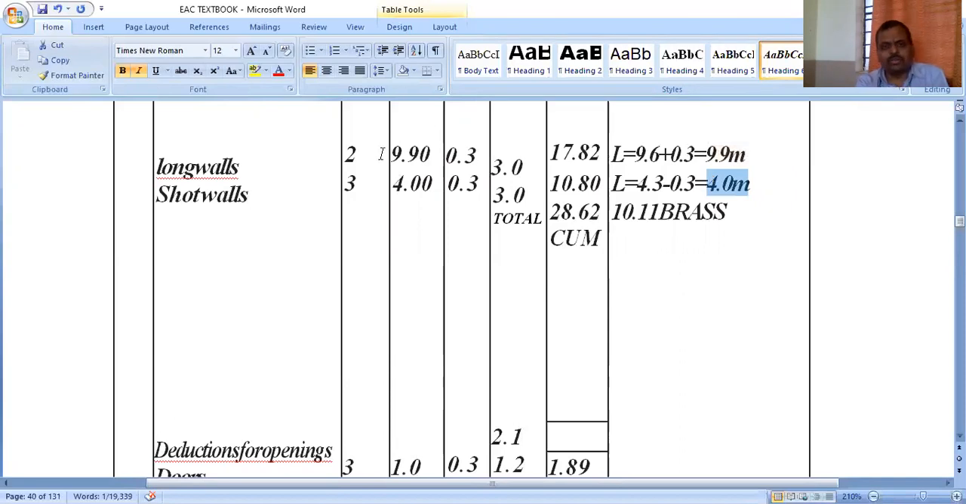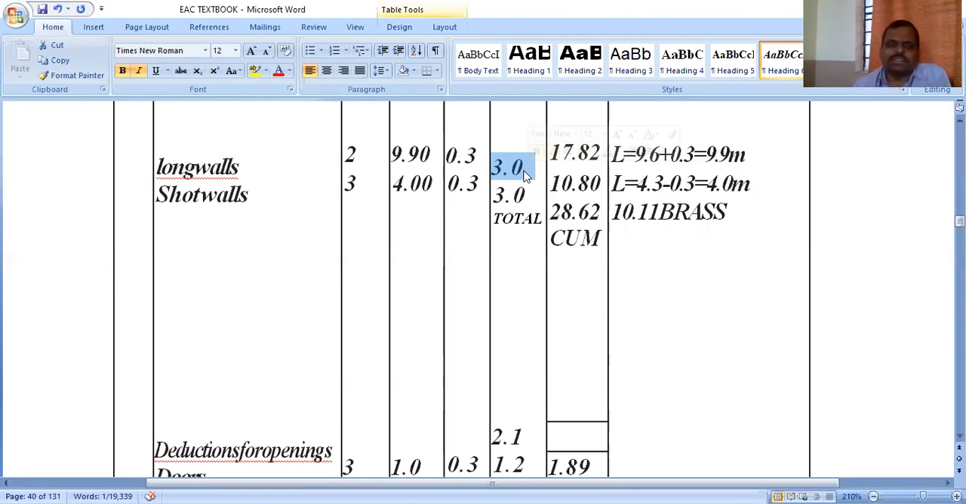Now we are going to calculate the quantity. The number of long walls is 2, as shown here. The length of the long wall we have calculated as 9.9 meter. Next, the width of the item is 0.3 meter. Width of the item is nothing but the width of the brickwork. Next is the height of the brickwork. Height is nothing but the vertical distance from the plinth to the bottom of the slab. It is 3 meter. They are given to us. We can refer to the section, and from the section we know that the height of the brickwork is 3 meter.